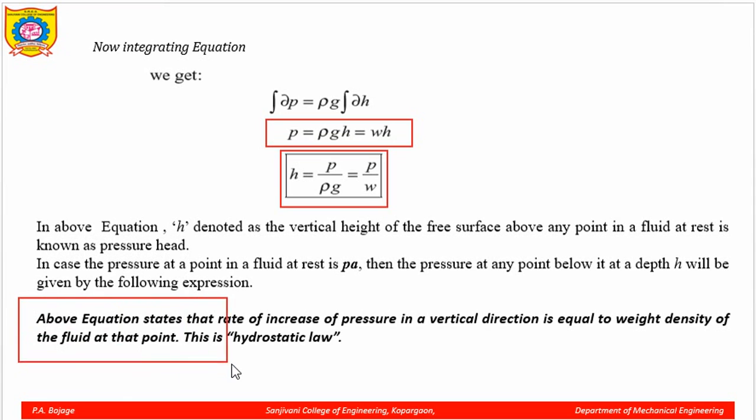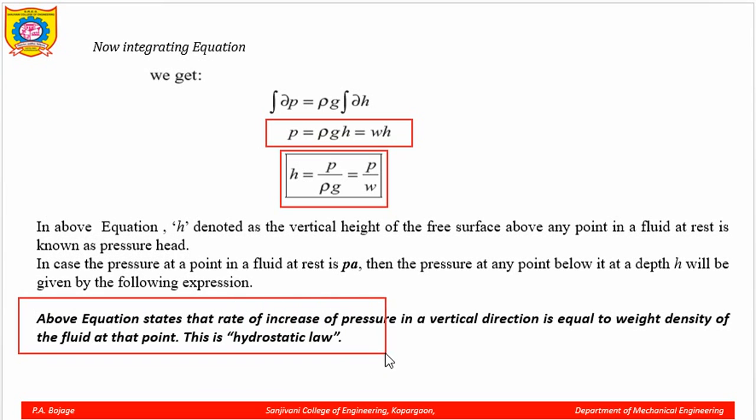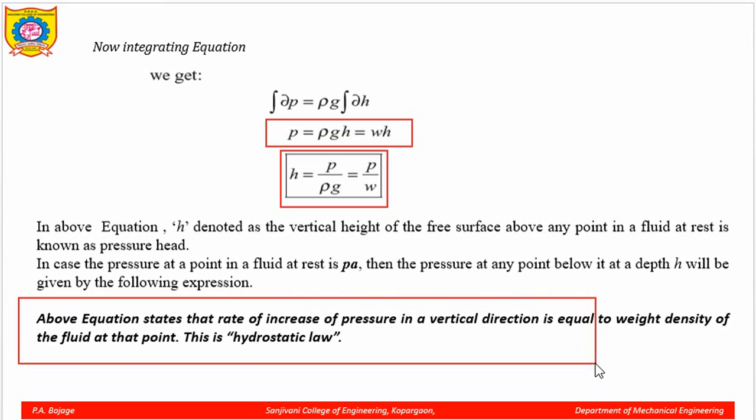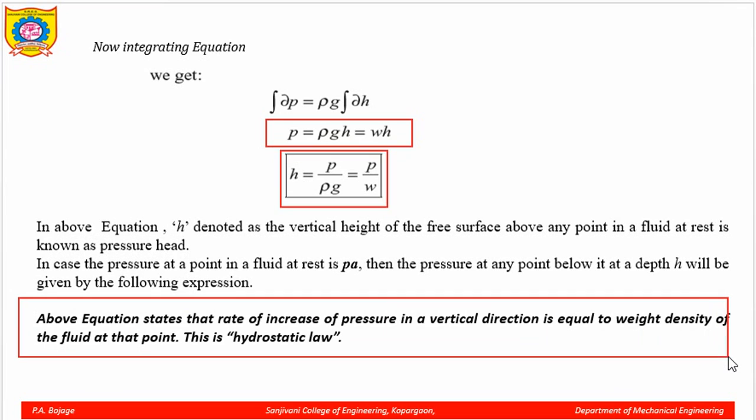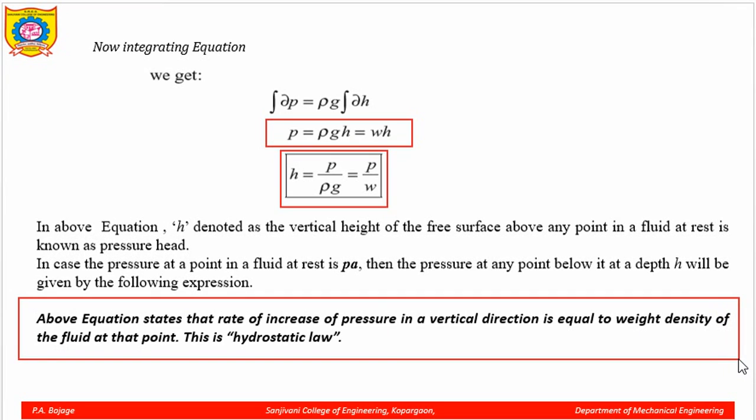The above equation states that the rate of increase of pressure in the vertical direction is equal to the weight density of the fluid at that particular point, and this is the hydrostatic law.